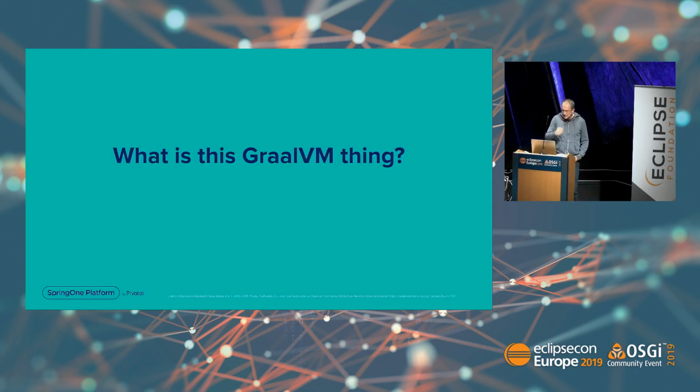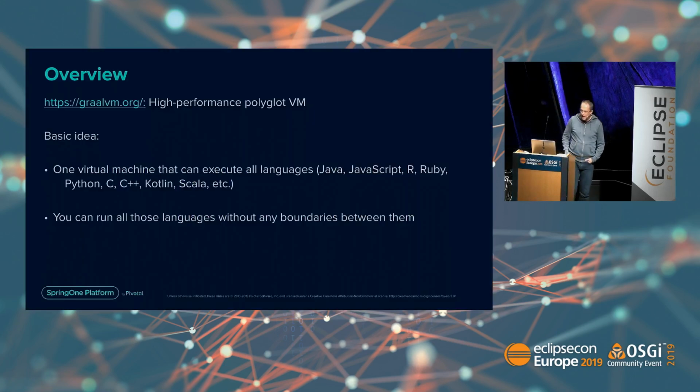Okay, so what is this GraalVM thing at all? First, that's kind of the marketing slide from Oracle. It's an open source project from Oracle. It's a high-performance polyglot virtual machine. So the goal is to run basically any language on top of a unified virtual machine that compiles all the languages into extremely well-optimized, high-performance code, and can run all these languages like Java and JavaScript and Ruby and even C++ and things like that.